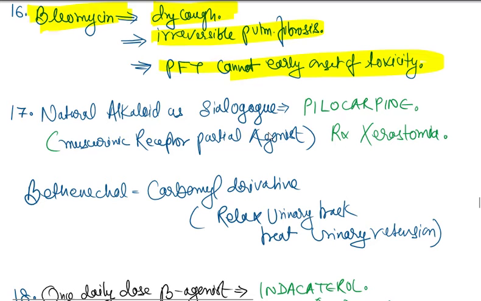Next one, natural alkaloid acting as sialogogue is pilocarpine. Pilocarpine is a natural sialogogue alkaloid. Its action is muscarinic receptor partial agonist, and it is used in treatment of xerostomia.